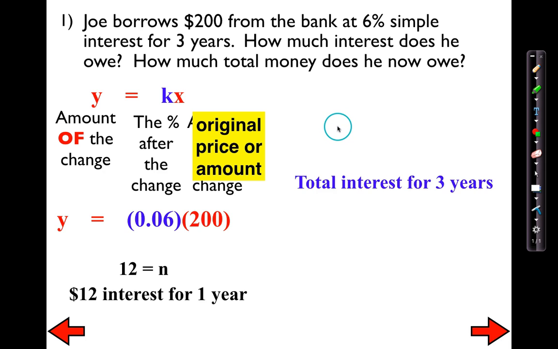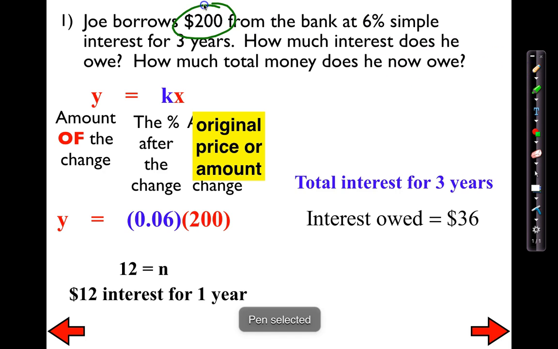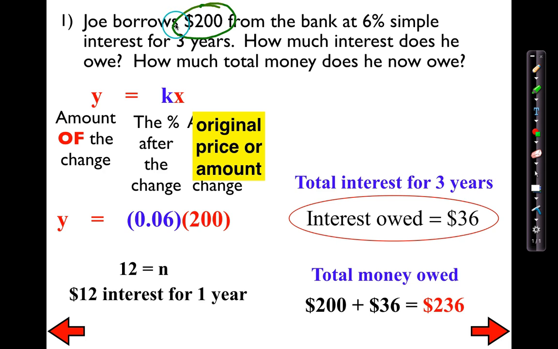Well, it's times 3, so we're going to go ahead and say that he's going to owe $36 in interest alone. Now, that answers part of the question because it says how much interest does he owe? So I would say Joe owes $36 in interest. But the next question is how much money does he now owe? Let's not forget that he originally borrowed $200, so he definitely needs to pay that back. So not only does he owe $36 in interest, he also owes the $200 he originally borrowed. So I would say altogether he's going to owe $236.